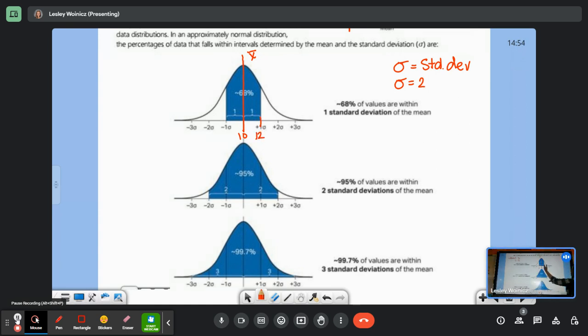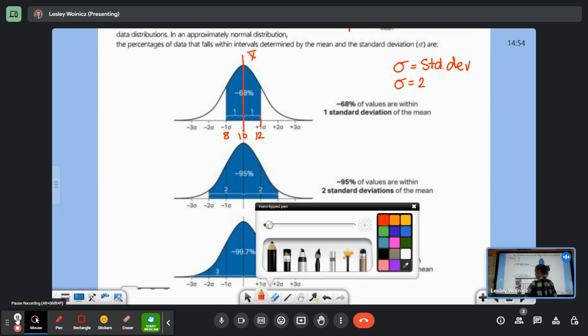Okay, if I take away a sigma, which is a 2, in this case that I just made up off the top of my head, I'd be at 8. Okay, that means that approximately 68% of our data is going to fall between 8 and 12, which is the area region within one standard deviation of 10. Does that make sense to everybody? Okay, let's bring it out. We've still got our little sigma is 2.